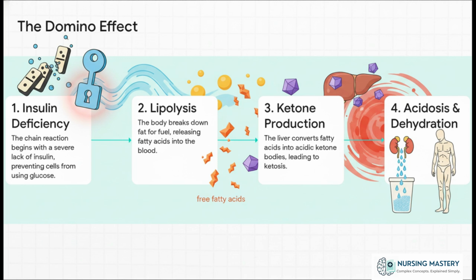The body panics because it's starving, and that tips over domino number 2, lipolysis, which is just a fancy word for breaking down fat for fuel. This breakdown releases fatty acids, which head to the liver and get turned into ketone bodies. That's domino number 3. And as these acidic ketones flood the system, the blood's pH plummets, causing domino number 4, metabolic acidosis. At the exact same time, all that sugar in the blood is causing what we call osmotic diuresis. The kidneys are working overtime, dumping sugar into the urine and dragging tons of water and electrolytes out with it. And that leads to massive, severe dehydration.